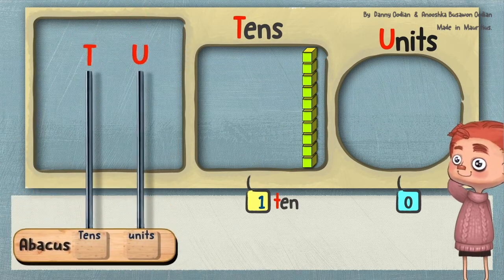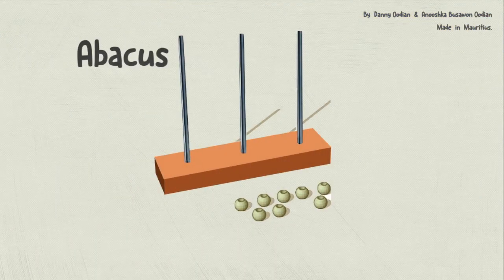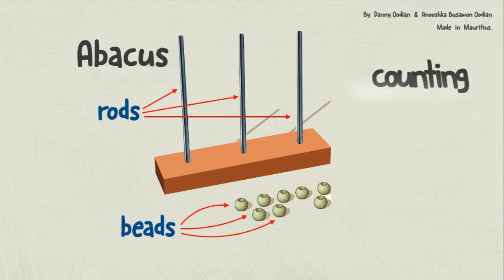You can even represent it on an abacus. An abacus is an object which is made of rods, fixed on a base, with some beads. It is used for counting or representing a number.